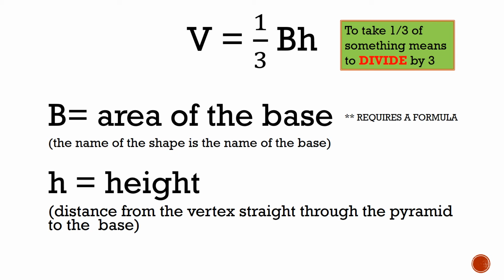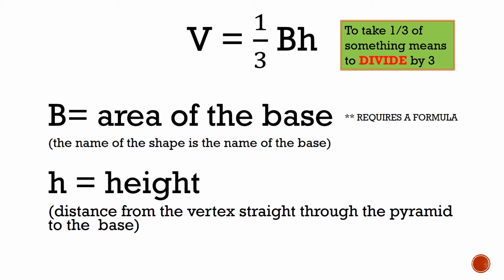So in order to find the volume of a pyramid, we multiply by 1/3, which means we're going to divide by 3. Remember big B, nothing's changed. It's the same as prisms. It requires a formula. The name of the shape is the name of the base.